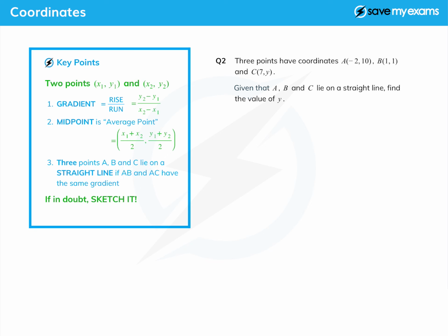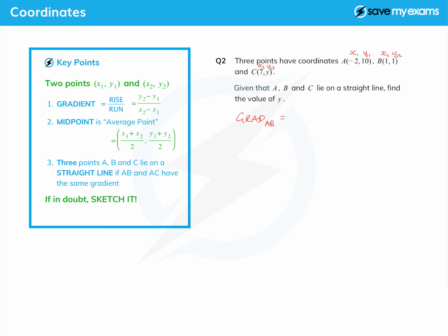So let's find those two things. Let's find the gradient of AB. Now, good idea to label up our points again as we did in the first question. Let's call A x1, y1. Let's call B x2, y2. And it's not a great stretch to call C x3, y3. Or we could call it x2, y2 again if you really wanted to, but I've called it x3, y3.